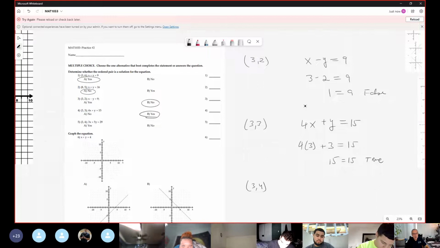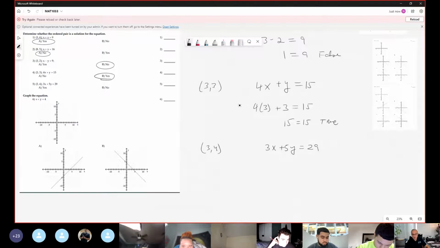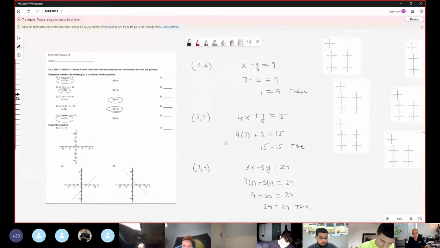And number 5 is the point (3,4) and the equation given is 3x plus 5y equals 29. Well, multiplication. It's obvious that yes also, because 3 times 3 is 9, and 5 times 4 is 20. So 9 plus 20 is 29, 29 equals 29. True. Therefore, yes. Any questions so far? Everyone follow me or no? Yes. Okay, excellent.